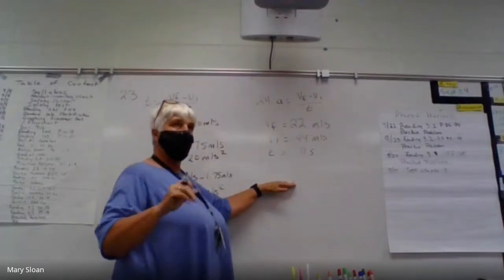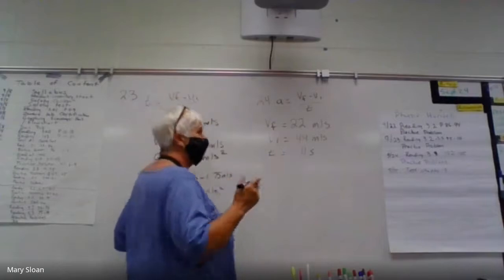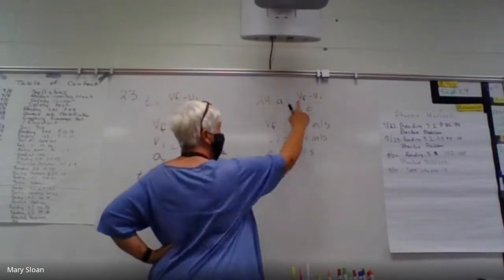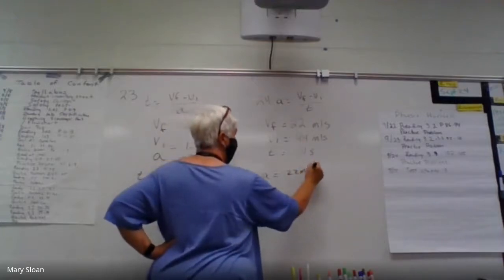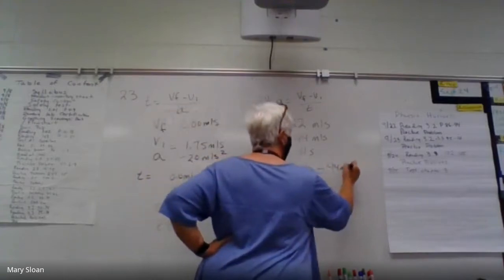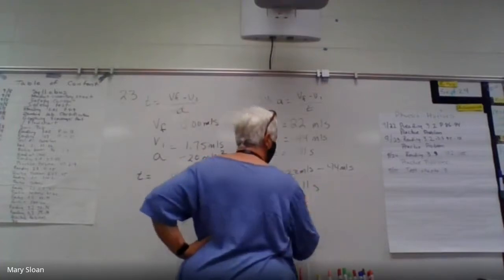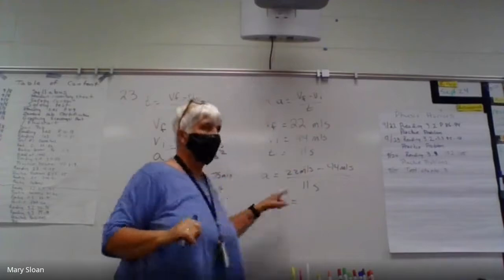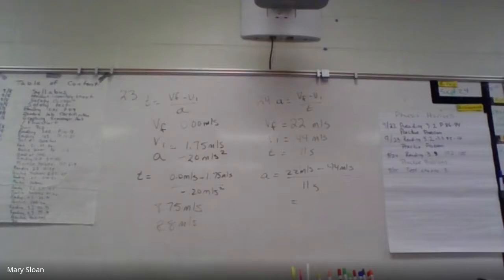I'm going to let the woman with the calculator tell me what the numbers are. Tell me what the equation looks like. Tell me the numbers. A equals 22 meters per second minus 44 meters per second over 11 seconds. And you're going to tell me what the answer is. -2. Calculator, please, ma'am.